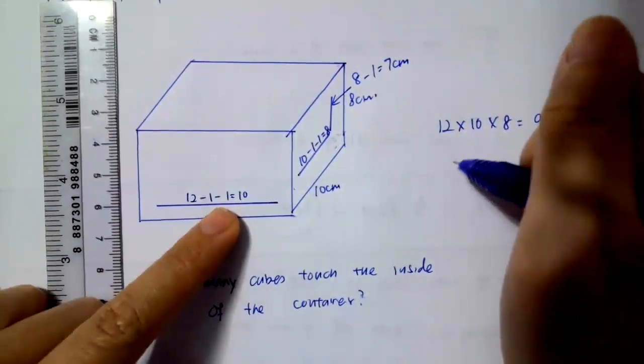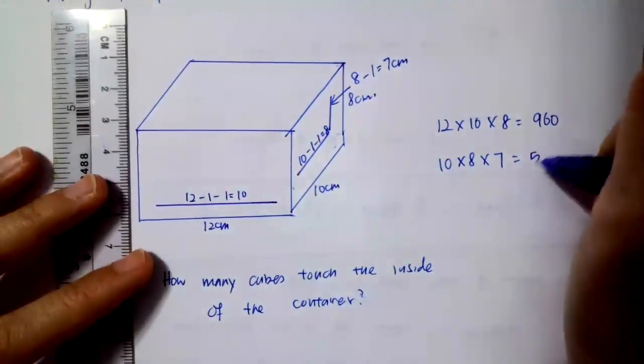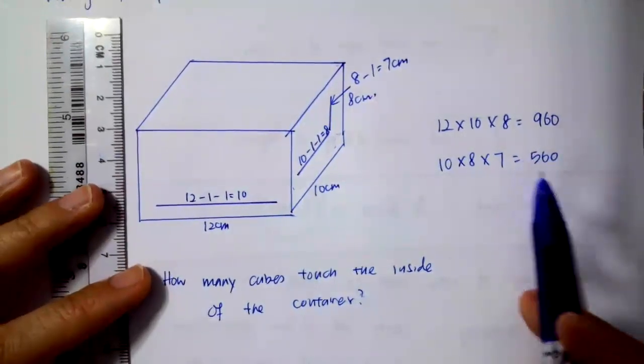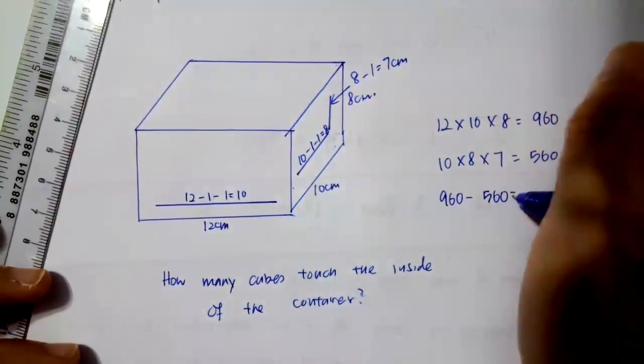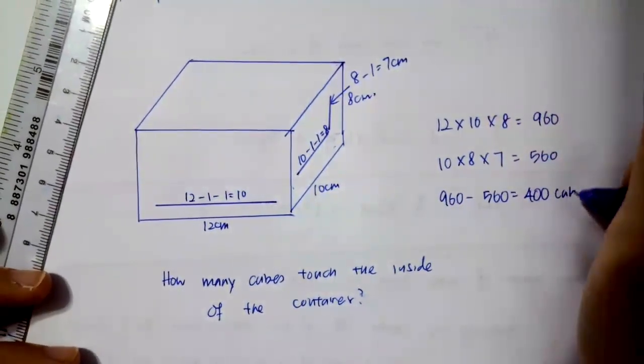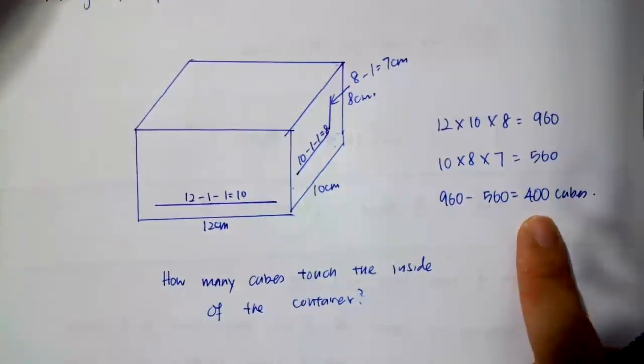So I just take 10 times 8 times 7. So I will have 560. These are the ones that don't touch. So the ones that touch will be 960 minus 560, total 400 cubes that will actually touch the inside of the container. So that's it. All right.